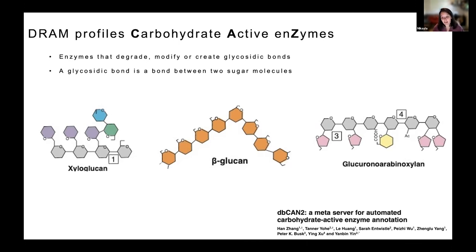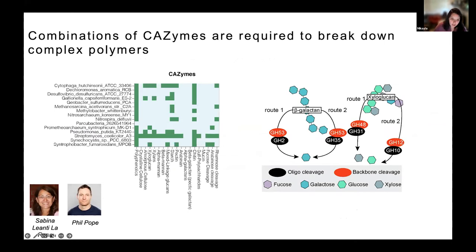And so this gives you enzyme family level information for potential hits. And then DRAM parses those hits into substrate level calls. So for annotating genomes, if you ran dbCAN alone, you would get something like my genome has GH53, glycoside hydrolase 53, and glycoside hydrolase 2. And so DRAM goes a step further from just providing these identifiers to actually assigning substrates. And so we worked with Phil Pope and Sabina Leonti La Rosa, and they're in Norway. And so we worked with them to sort of classify these CAZymes into substrate level calls.